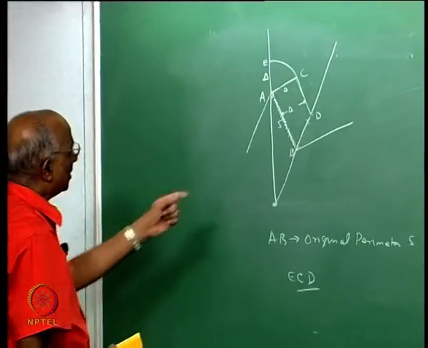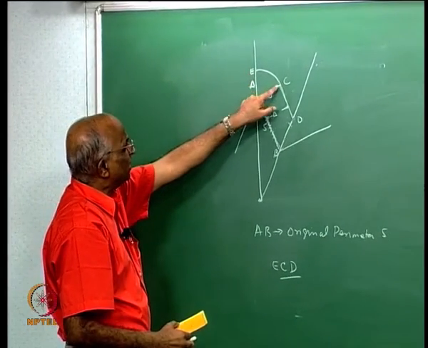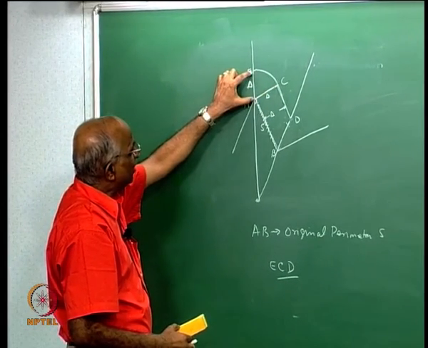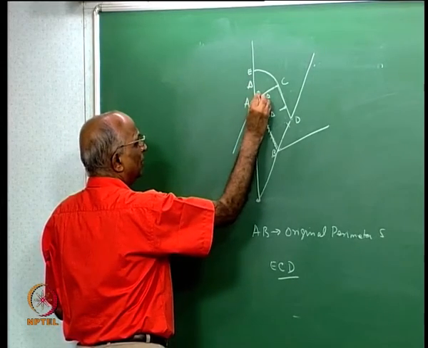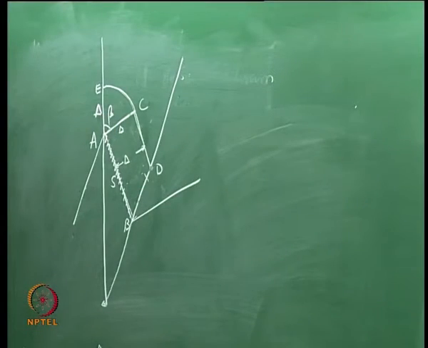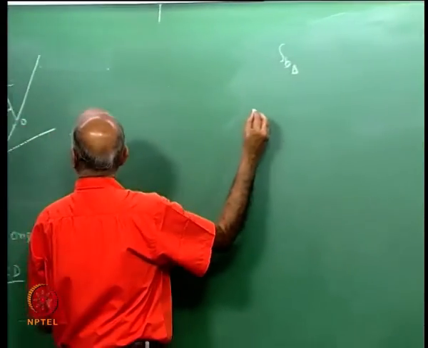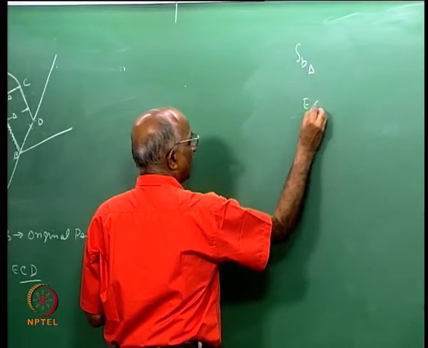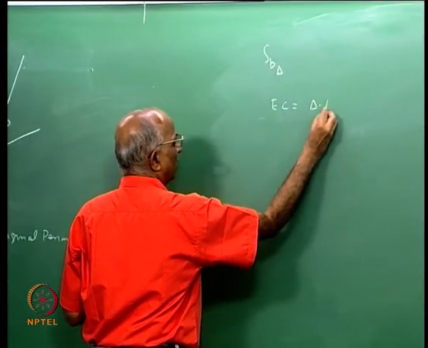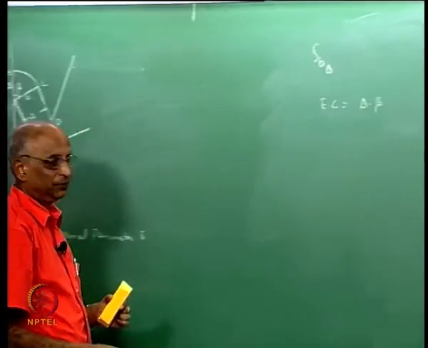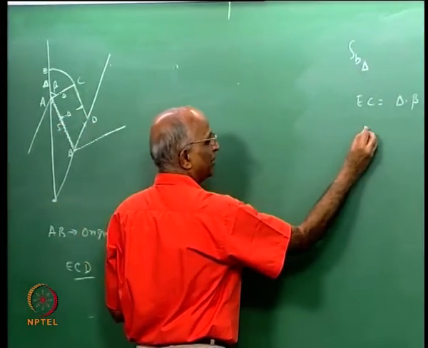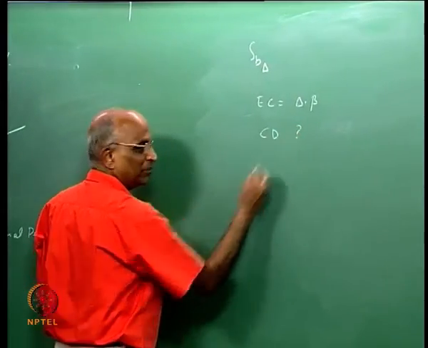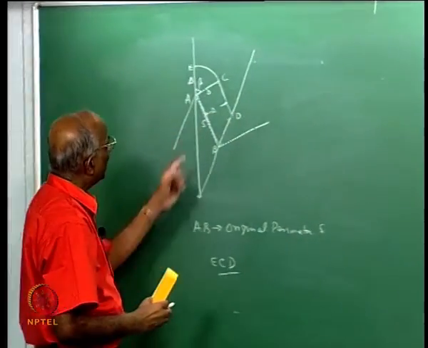Now I need to solve this. How do I determine the value of EC? I know that the radius is delta. If I say this angle is, let us say, beta, I can now say EC is equal to delta into beta, r theta, and I should also calculate the value of CD. These are the two things I must calculate, right. Now how do I get the value of EC?